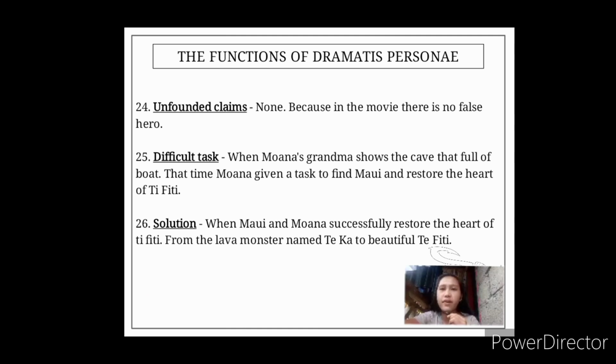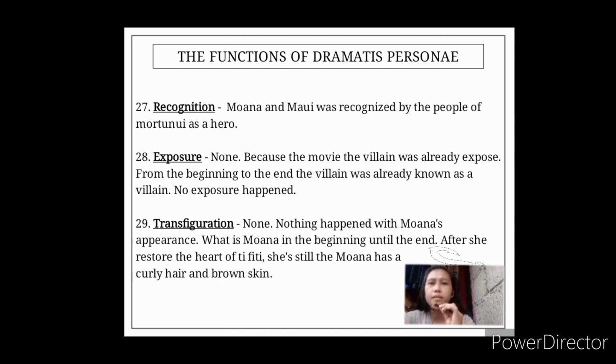Number 25, difficult task. When Moana's grandma shows the cave full of boats, that time Moana is given a task to find Maui and restore the heart of Te Fiti. Number 26, the solution. When Maui and Moana successfully restore the heart of Te Fiti from the lava monster named Te Kā to beautiful Te Fiti. Next, number 27, recognition. Moana and Maui were recognized by the people of Motunui as heroes.